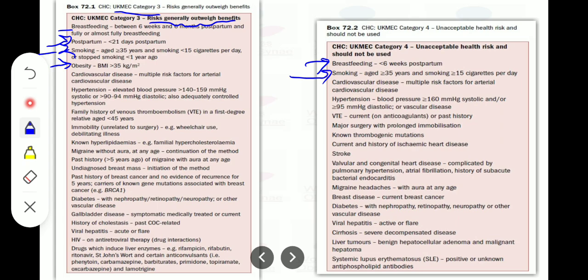Now cardiovascular disease, we can compare both. Cardiovascular disease, multiple risk factors for arterial cardiovascular disease, that is category 3, and in category 4 it is written multiple risk factors for arterial cardiovascular disease. And what are those risk factors? Those are written here. First of all, hypertension.